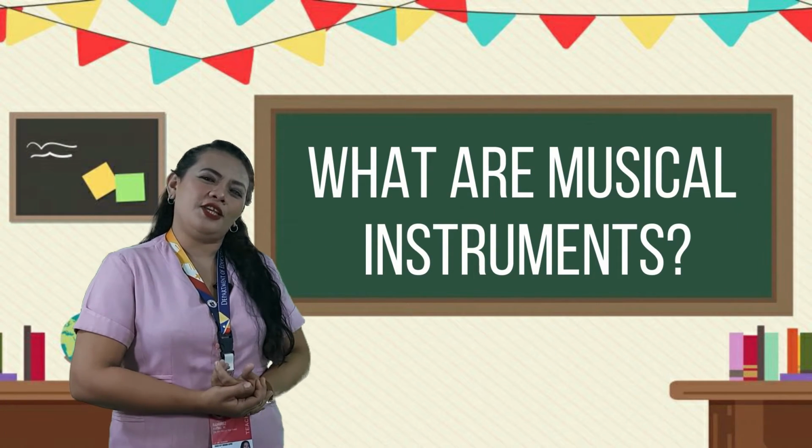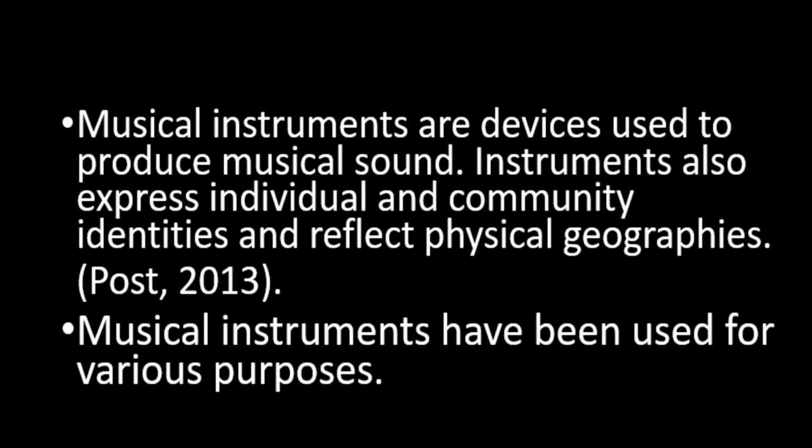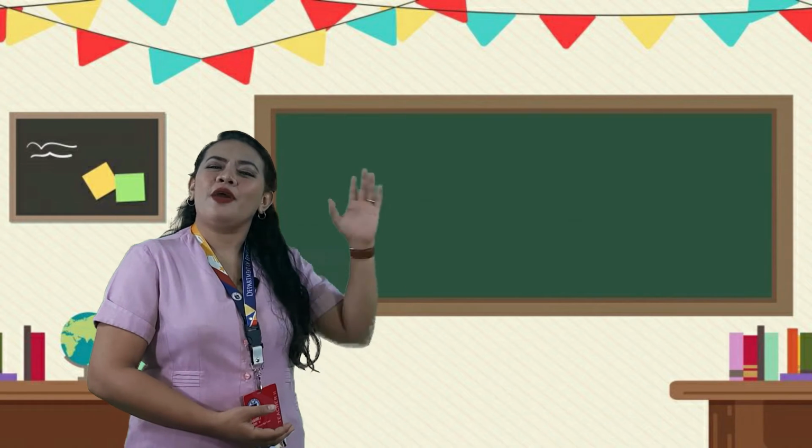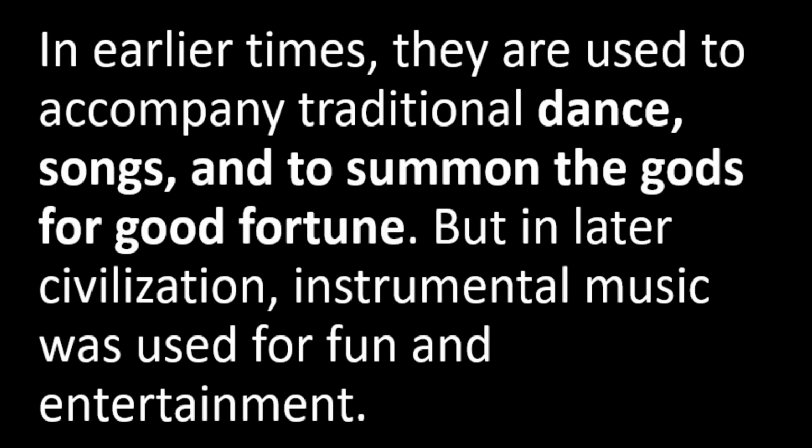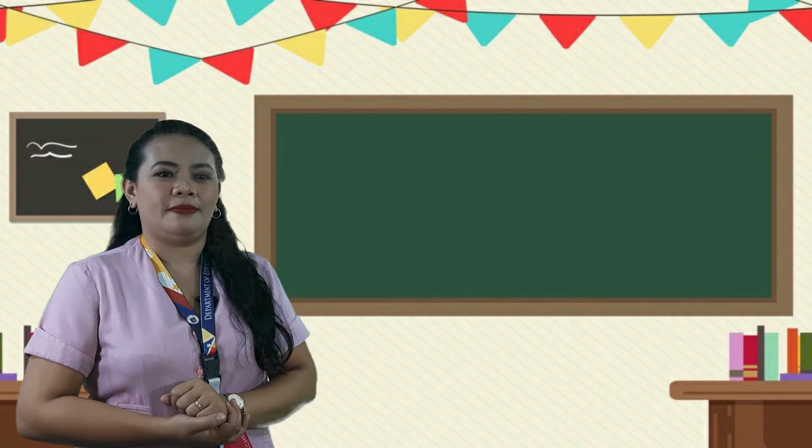So what are musical instruments? Musical instruments are devices used to produce musical sounds. Instruments also express individual and community identities and reflect the physical geographies. Musical instruments also have been used for various purposes. In the earlier times, they were used to accompany traditional dance, songs, and to summon the gods for good fortune. But in the later civilization, instrumental music was used for fun and entertainment.